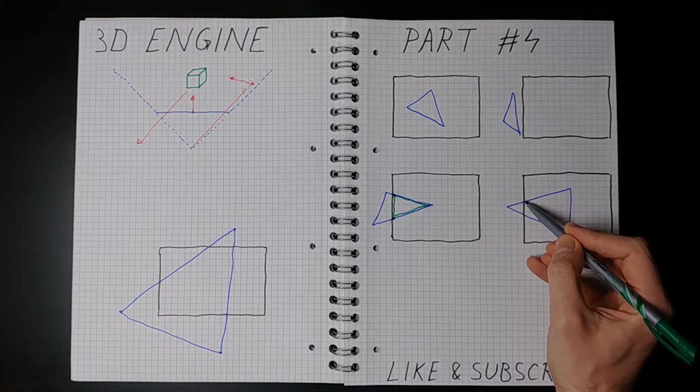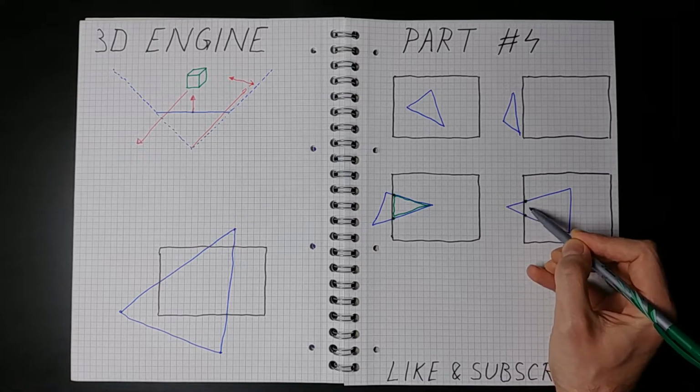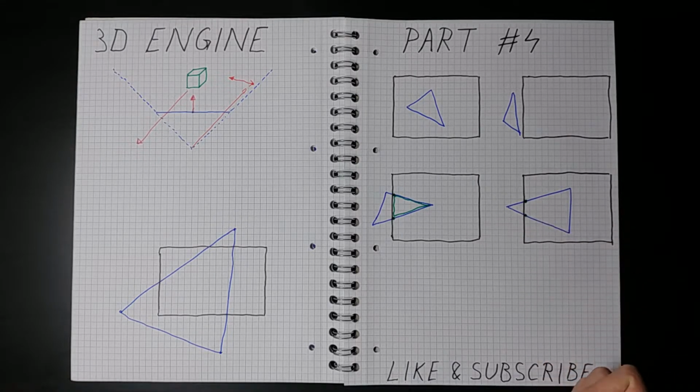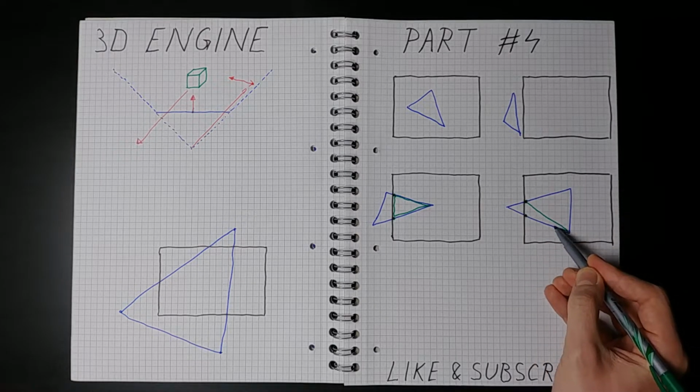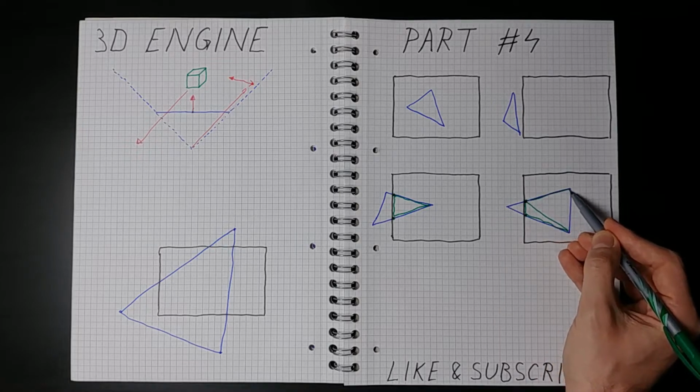In this case, we find the 2 edge points, but now we have a total of 4 points, so we cannot form a triangle. So we will form 2 triangles. This is 1 and this is 2.